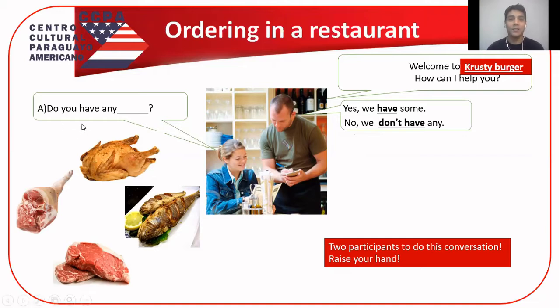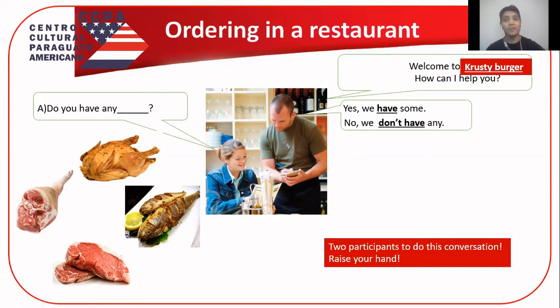Okay. So, do you have any chicken? Yes, we have some. Do you have any fish? No, we don't have any. Sorry. Do you have any meat? Yes, we have some. Or do you have any pork? No, we don't have any.